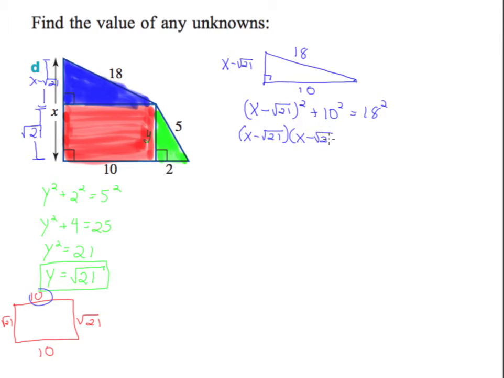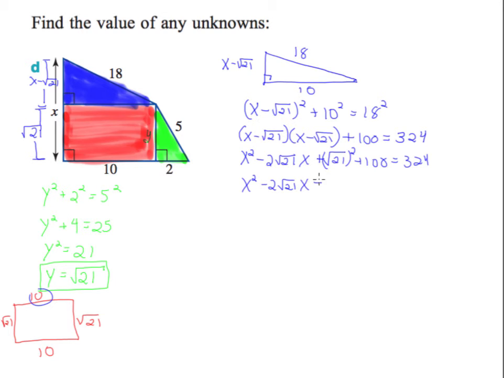Now remember, when we have x minus the square root of 21 quantity squared, we have to use the full method, multiplying this by itself. Don't distribute the square. So using FOIL, I end up with x squared minus 2 square root of 21 x plus 21, and then I still have that 10 squared, which is 100, and that 324, which is 18 squared. Combining like terms and simplifying down.